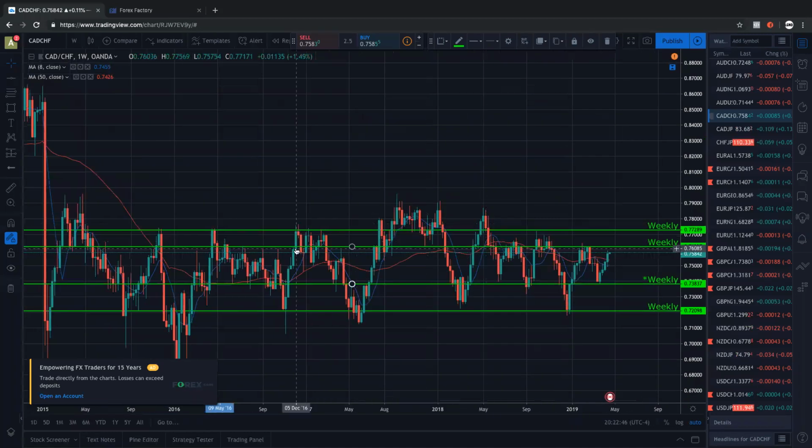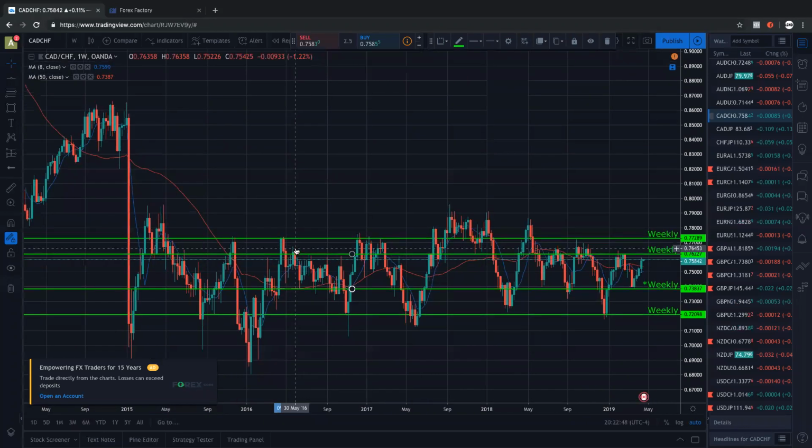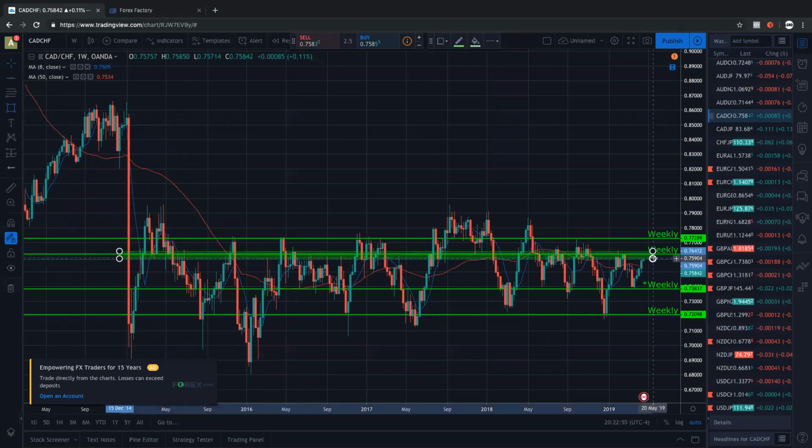None of these lines is just clear cut. That's not the only line that you need to worry about. It's more of a zone. So if you were to draw a rectangle area, this is what you're looking at. This area is what you're really focusing on, right?